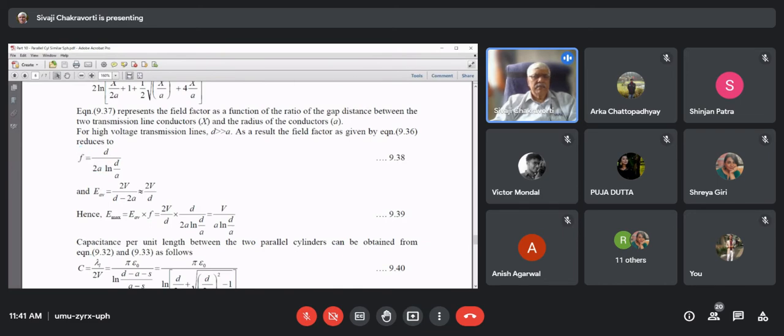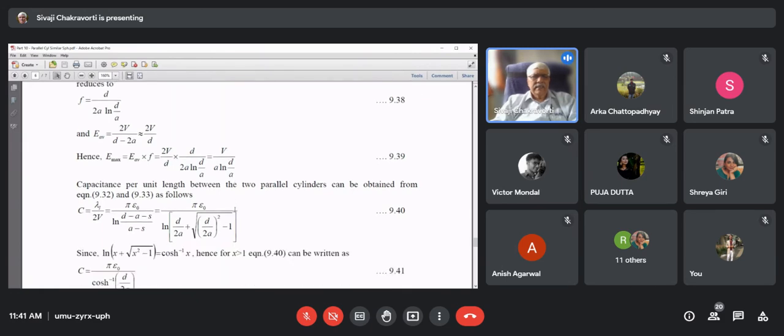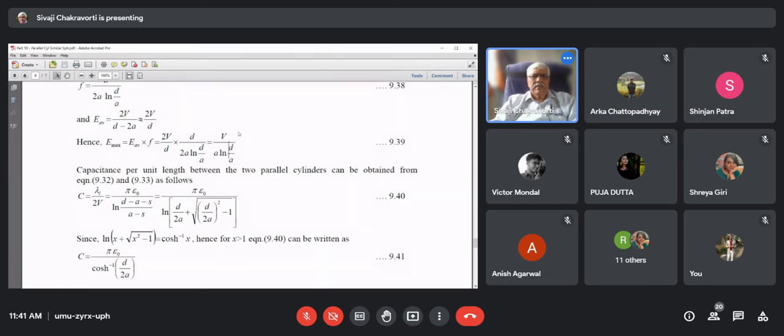And for a real life transmission line, E average, which is 2v by d minus 2a, but a being very small compared to d, we can make it 2v by d. So then Emax, we can find out as v by small a ln d by a. This is an expression which can be developed considering two line charges on the axis of the two conductors, and you can see that we will arrive at the same expression of 9.39.